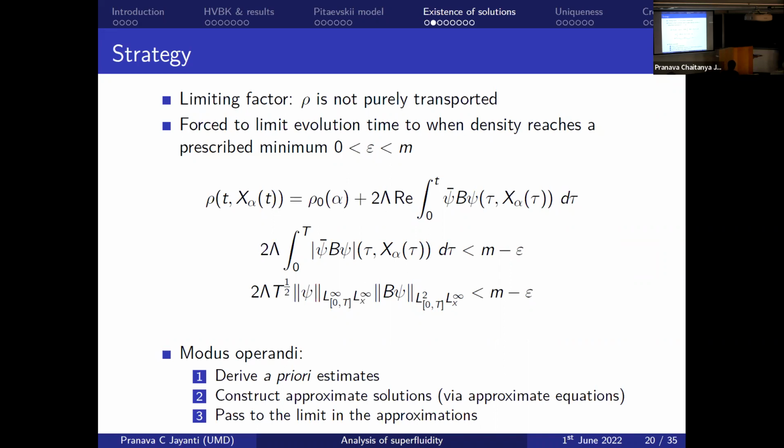Our modus operandi is to derive a priori estimates first, and then construct approximate solutions to a set of approximate equations. And then we pass to the limit in the approximations. And again, when we take the limit, what we approach will become our final solution, just like before.